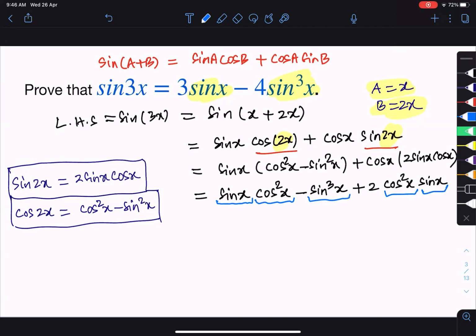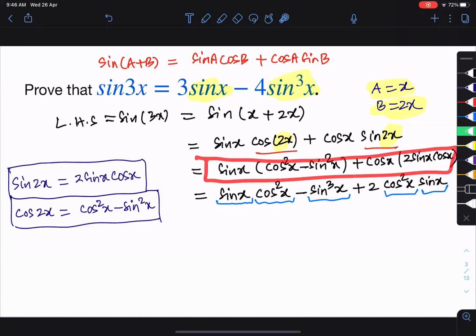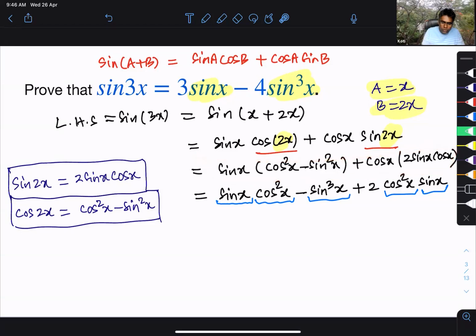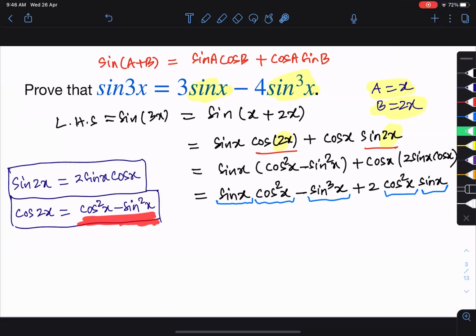Sir, can you explain the third step again? Third step again. Okay. So when you say third step, this one? Yes, sir. Now, do you see this cos 2x? cos 2x can be written as cos square x minus sin square x. Do you remember this from the previous class, or do you want to understand it again? Yes, sir, I want to understand this again. Why is cos 2x equal to this?